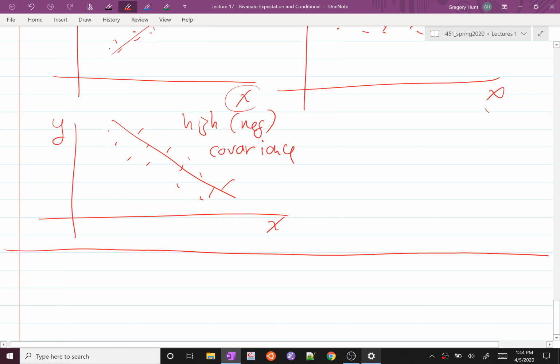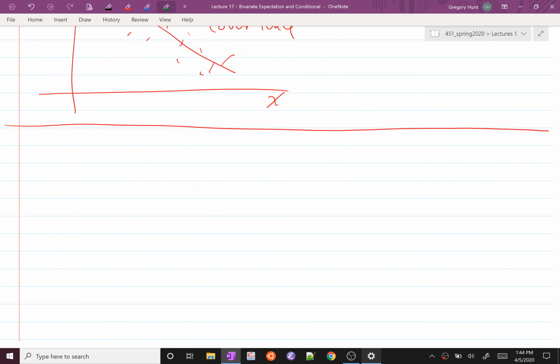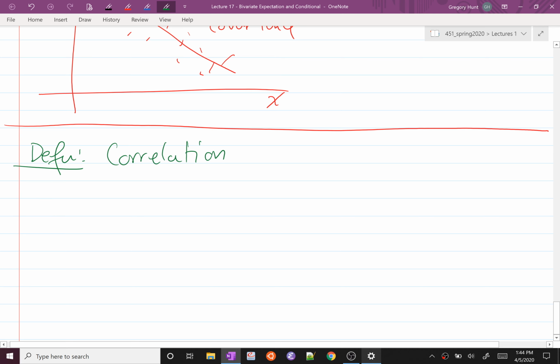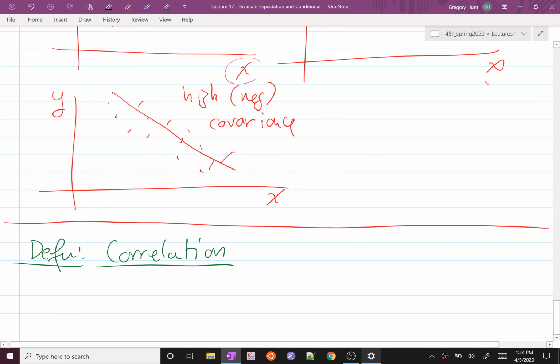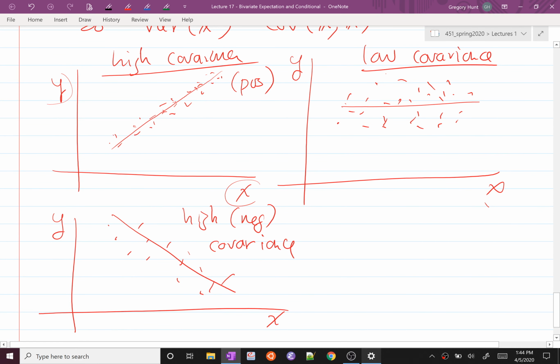So what are some facts? Well, people tend not to want to work with covariance. We tend to work with basically a normalized covariance, and that is called correlation. There is no bound on covariance, so it's hard to compare the covariance of one set of variables with another set of variables, because covariance could be very, very large. It's going to depend on the scale of the variable.